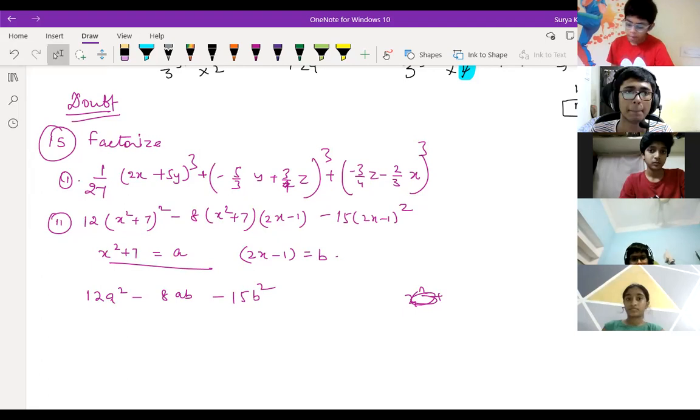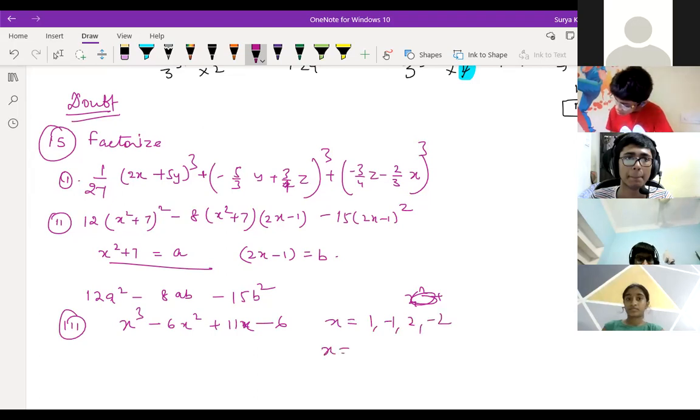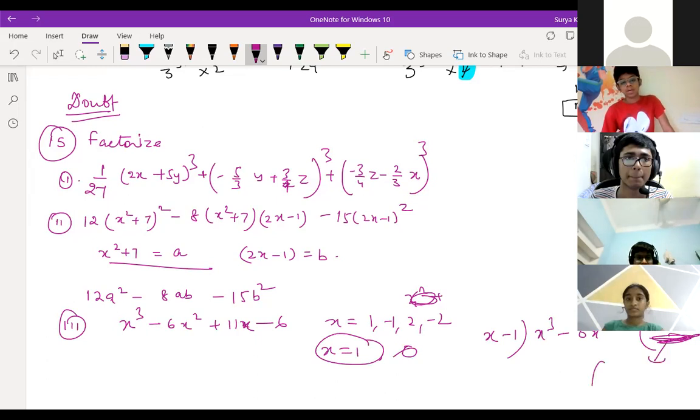Yes, sir. Then the third one you have. This is very easy, the third one is also easy only. That is x to the power 3 minus 6x square plus 11x minus 6. First you should put a value of x. Put x equal to 1, or minus 1. This is the hit and trial method you should use. Suppose you put x equal to 1, then the whole thing becomes 0. Then you should divide the complete polynomial by x minus 1, because x equal to 1 is a root. So you take x minus 1 and divide. Whatever answer you get, you factorize again.